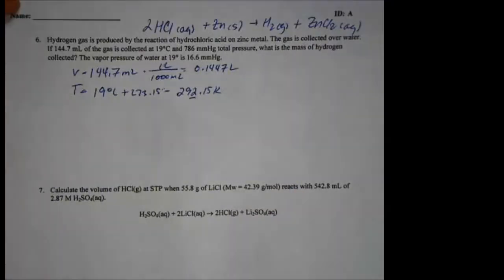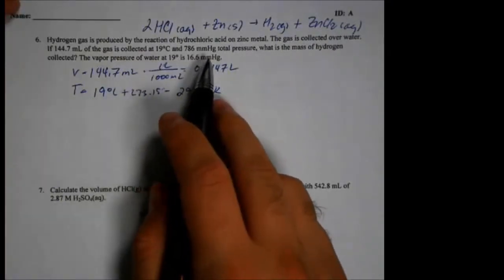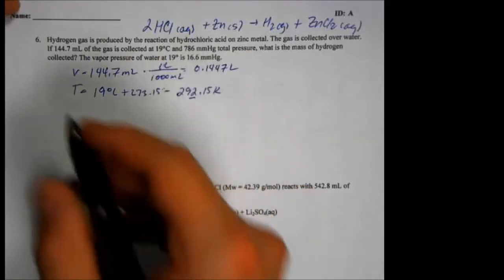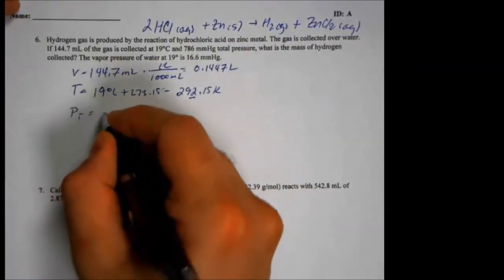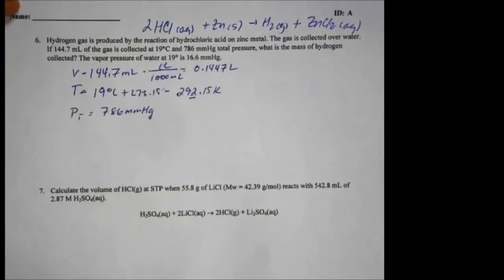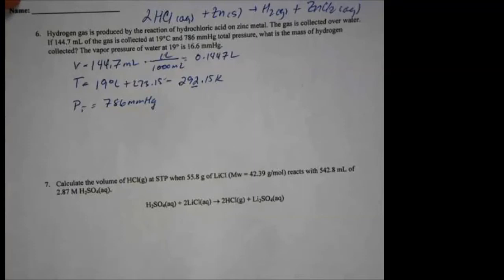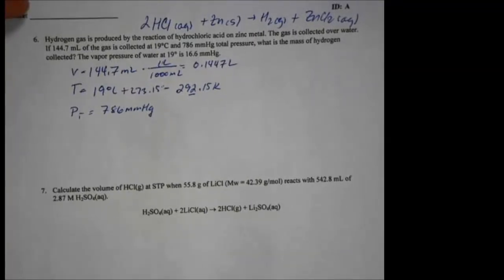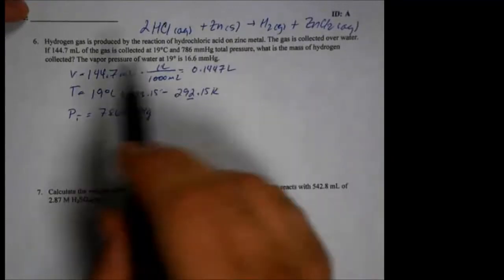Make sure you have your sig figs there. And the pressure is 786 millimeters of mercury for the total pressure. So P total is going to be 786 millimeters of mercury. Now, normally you would convert this, but I bet as we read on, we're going to have to do something with this. So what is the mass of hydrogen collected?